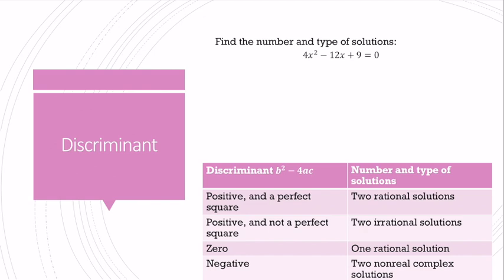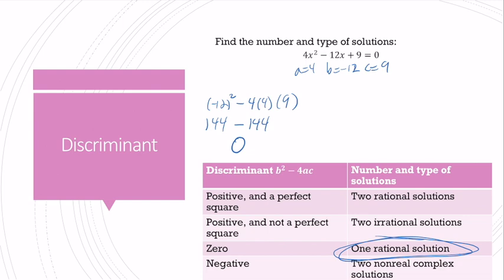Next, I got 4x squared minus 12x plus 9. So A is 4, B is -12, C is 9. I'm going to have -12 squared minus 4ac. That gives me 144 minus 144, which is 0. So I'm going to have one rational solution. And we could see that too if we factored this. This is going to factor to 2x minus 3 squared. So there's only one term to set equal to 0.